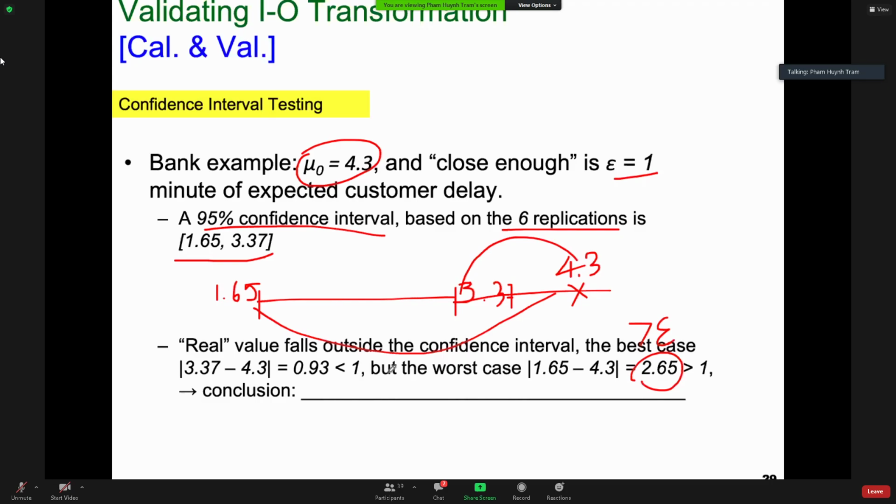But our best case, let's look at our best case. Our best case is the difference from 3.37 to 4.3. It is smaller than x0. All right, our confidence interval is too wide. The best case is very small, and the worst case is very large. It's too wide. We have to run more replications to narrow down the confidence interval width, and then we will be able to say whether we reject or accept this model. Okay, well done, class.